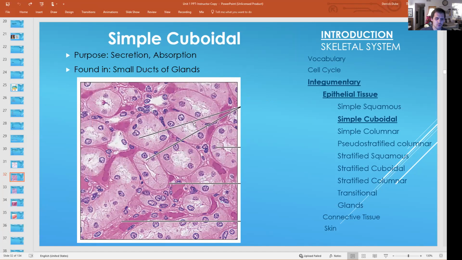And I actually don't know where this is specifically. It could be anywhere that's going to be secreting substances. So again, small ducts of glands. So this is some kind of gland in there. And these will be used for secretion, and can be used for absorption as well.